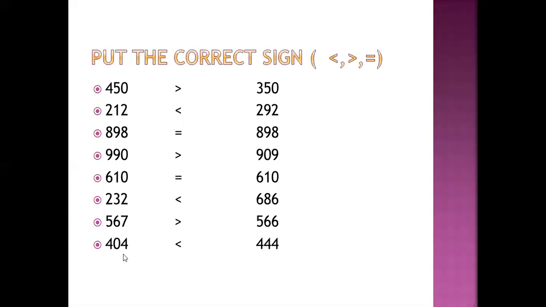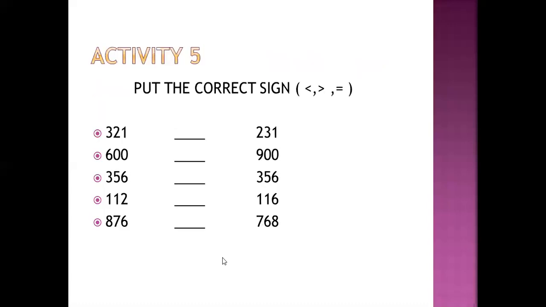Now the last sum for this exercise is 404 and 444. So the 10th place is 4 here and here it is 0. So 444 becomes the biggest number. So we put the greater sign there.